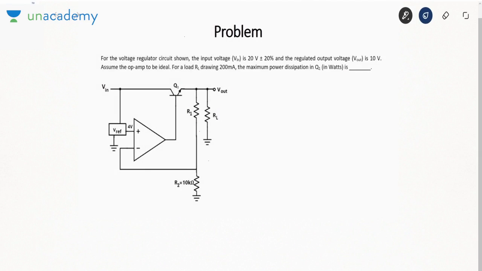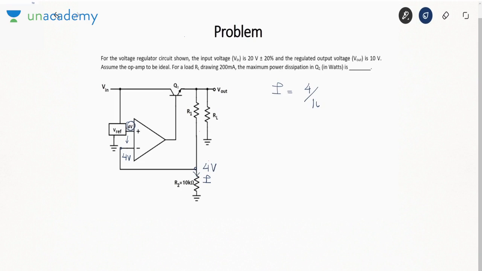Next problem, again based on voltage regulator. For the voltage regulator circuit, the input voltage is 20 volt plus minus 20%. Regulated output voltage is 10 volt. If RL draws 200 milliampere, we need to find maximum power dissipation. Now see, positive terminal voltage is given as 4. We will apply virtual ground. This voltage will also be 4. So this voltage is 4. What is this current I then?